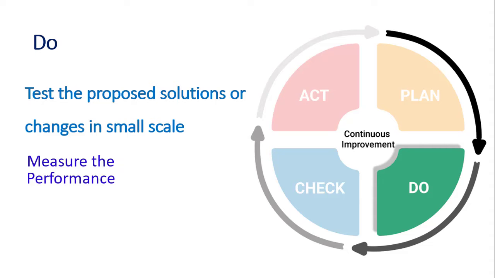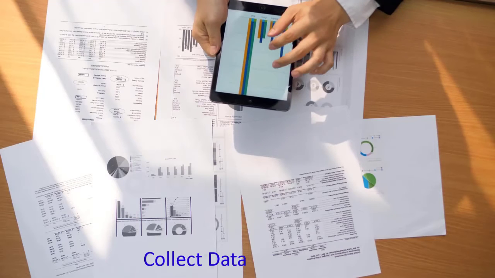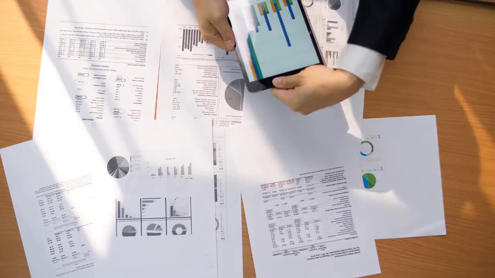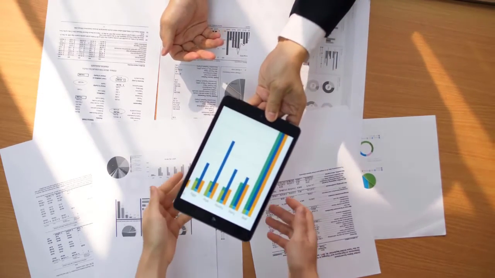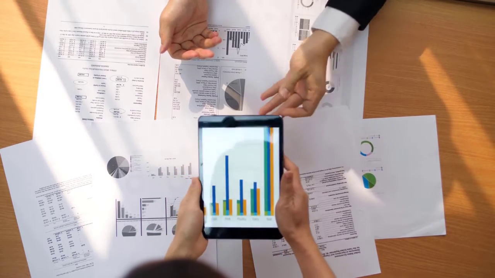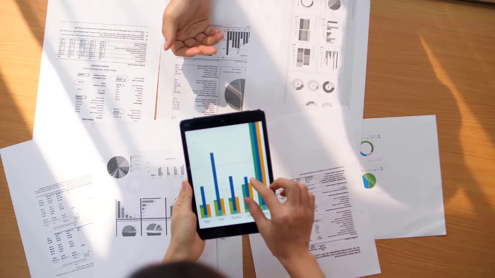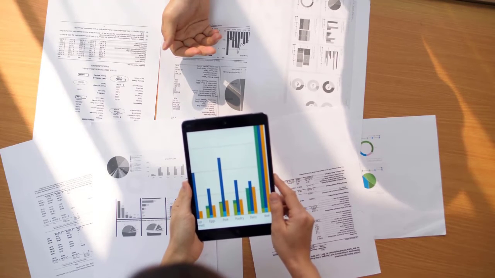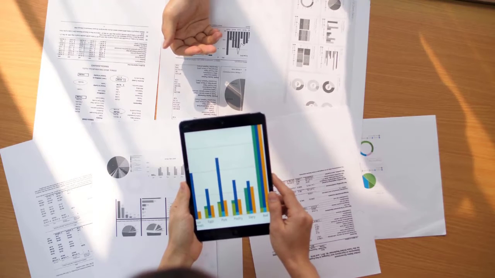Make sure that you measure the performance and collect the data necessary to make an evaluation later on. Be aware that unpredicted problems may occur at this phase. This is why, in a perfect situation, you may first try to incorporate your plan on a small scale and in a controlled environment. The next stage is check.